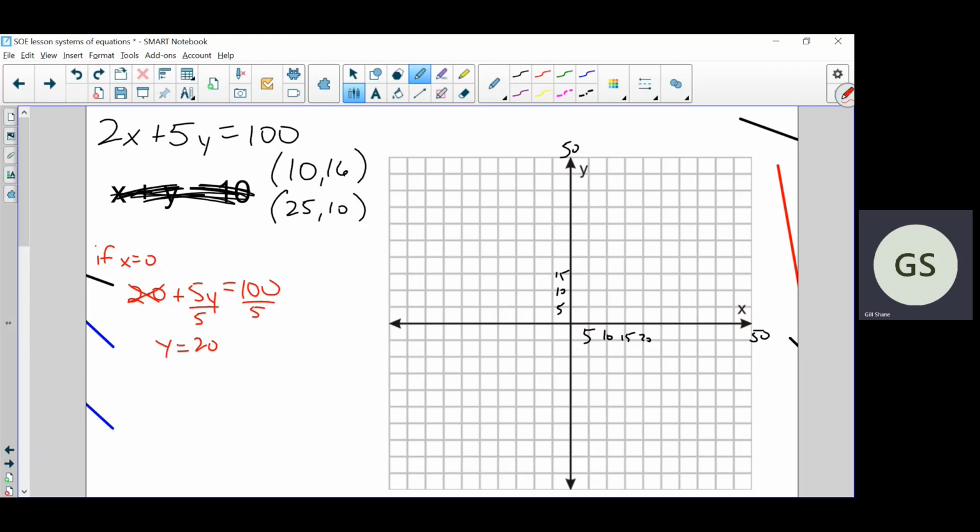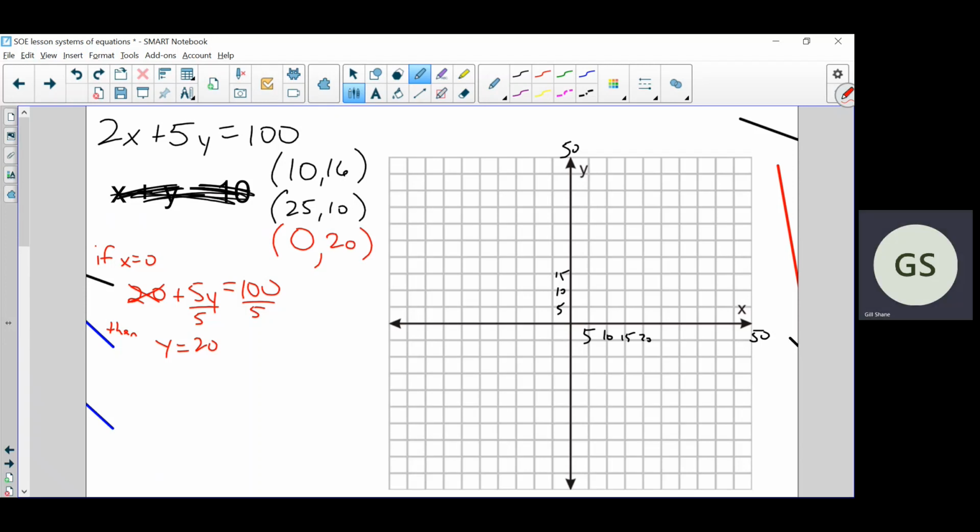So you could say if x is 0, then y has to be 20. And that will make the left side equal 100, which is what it needs to equal. So here's another ordered pair that works. X was 0, because I made it. I said, well, what if x is 0? And then I figured out that y would have to be 20.